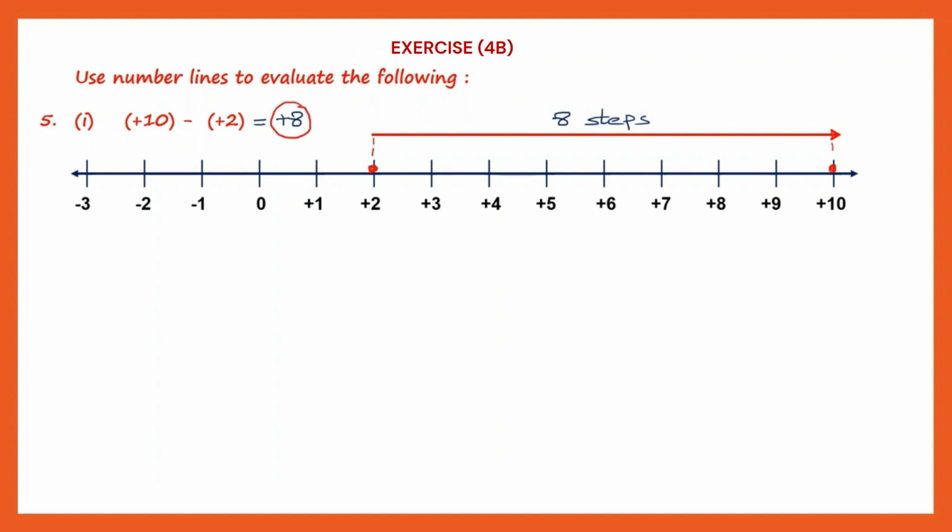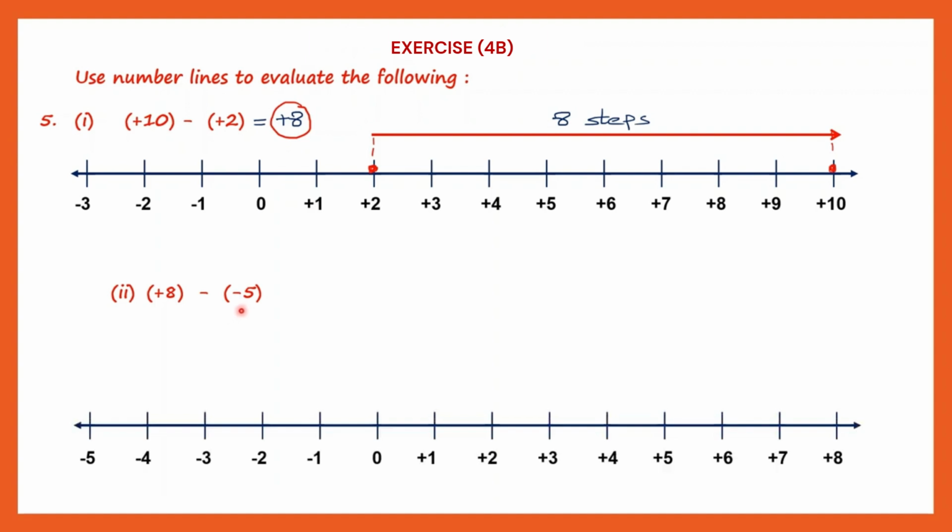So did you understand? Now what you have to do is first see the two integers given, mark them on the number line, and from the second integer see how many steps it takes to reach the first integer. Second one, again we have two integers, plus 8 and minus 5. First step is to draw the number line. Second step is to mark these on the number line. So let's mark plus 8.